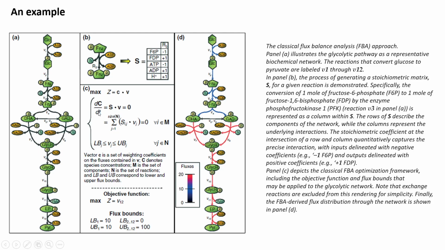You have a matrix multiplication equal to 0. So you basically need to find the null space of the matrix S. And you have a maximizing function, or basically the objective function, which is Z. So this is how a flux balance analysis works.